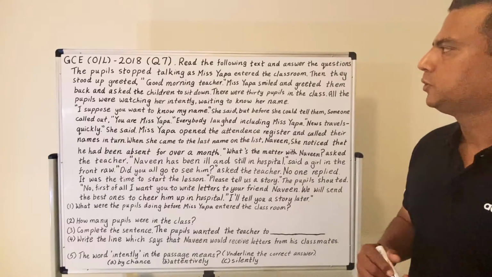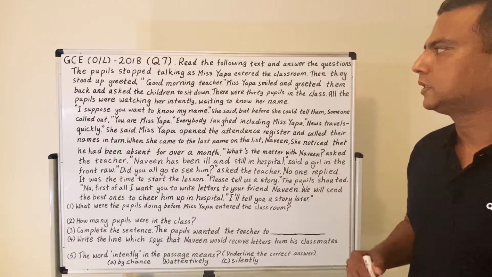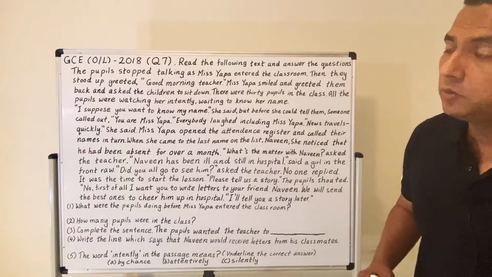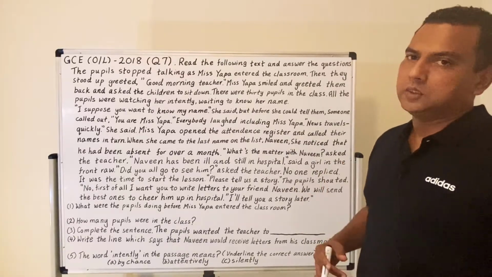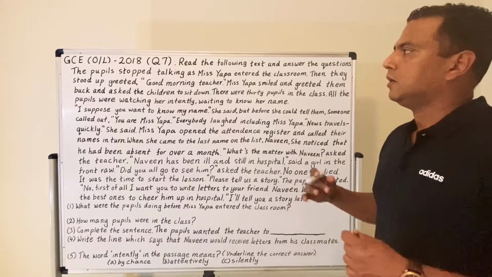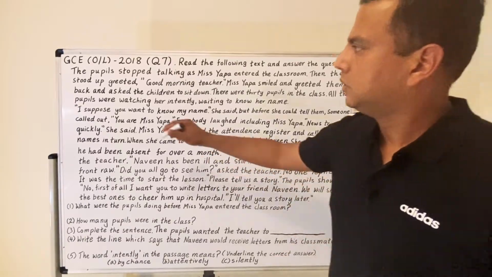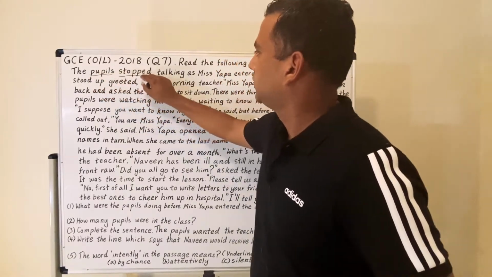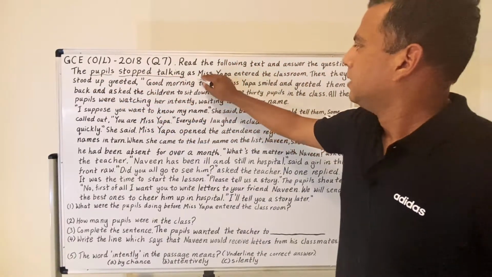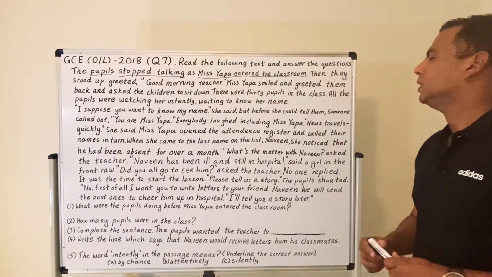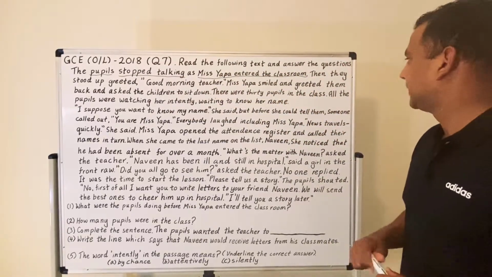The pupils stopped talking as Miss Yapa entered the classroom. So there was a person called Miss Yapa. She entered a classroom and the students, they were talking, they immediately stopped talking as she entered. So here I think it's important for us to underline the pupils stopped talking as Miss Yapa entered the classroom. So let's see, okay, so what comes next?